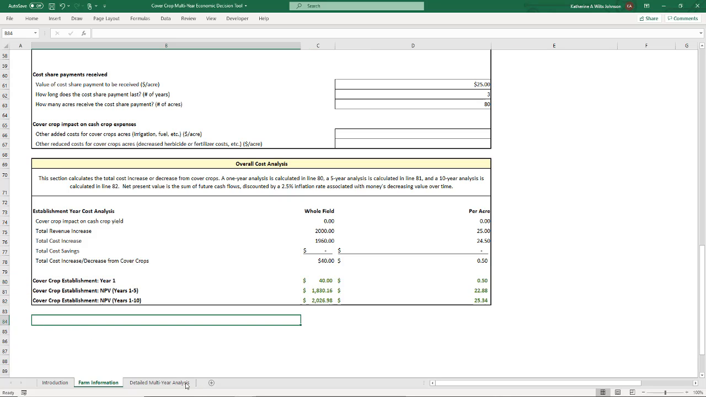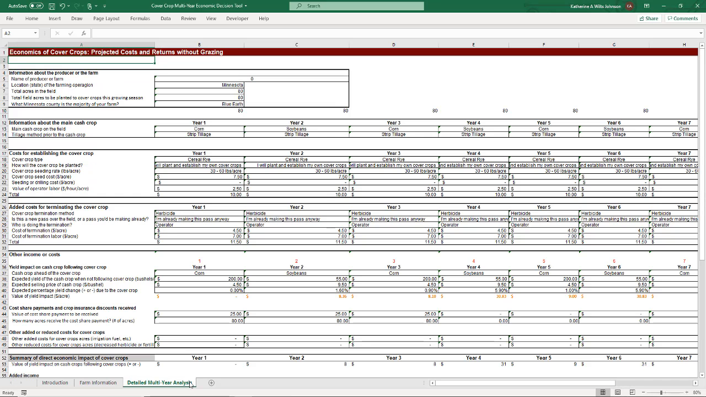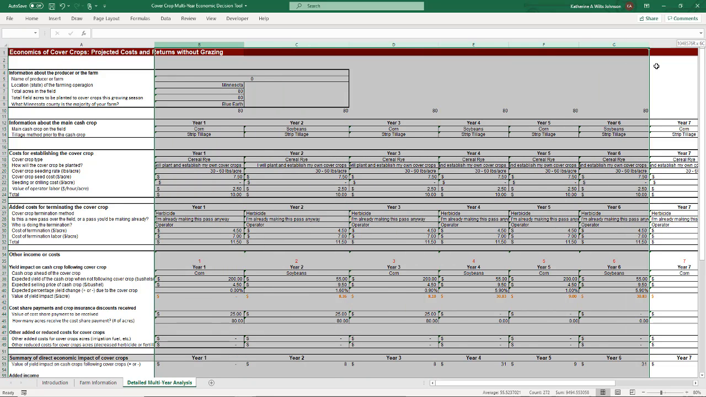Let's go ahead and take a look at this detailed multi-year analysis tab to better understand how these 5-year and 10-year values are calculated. This spreadsheet is a lot to look at right away, so let's break it down so it makes more sense. Here we have all of the information from the farm information tab spread out over 10 years. As you can see, here we have year one in column B. Column C has year two and so forth all the way through to year 10.